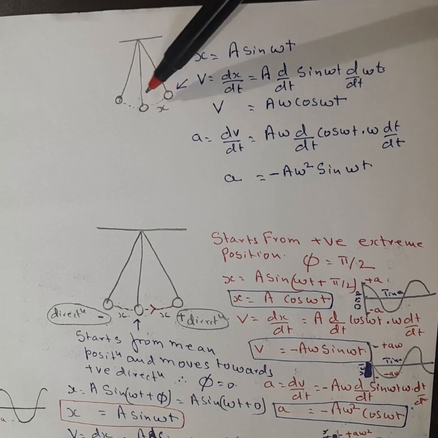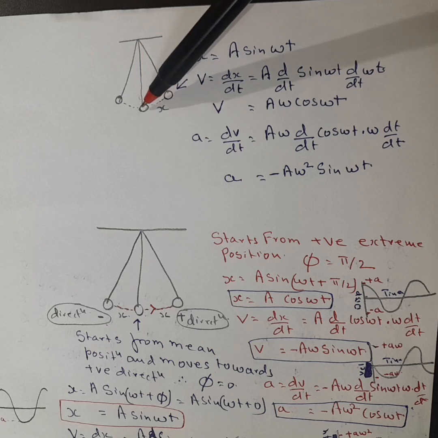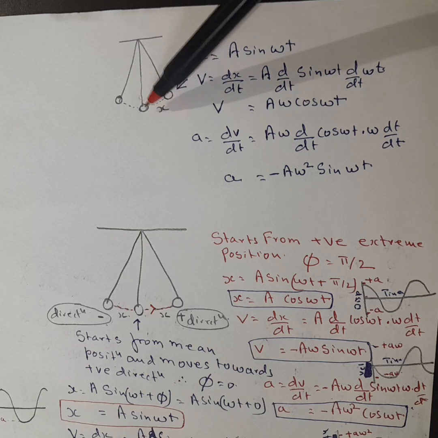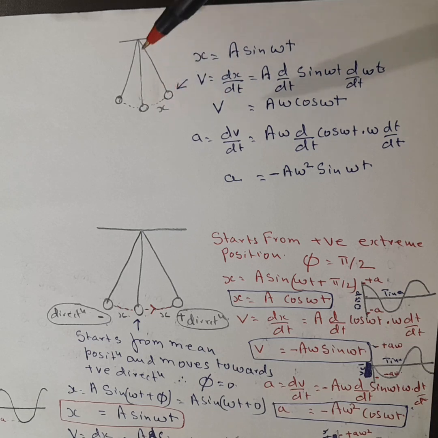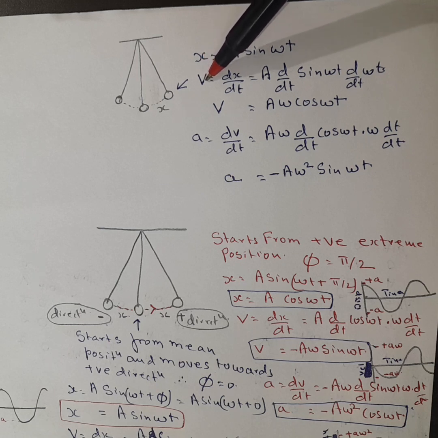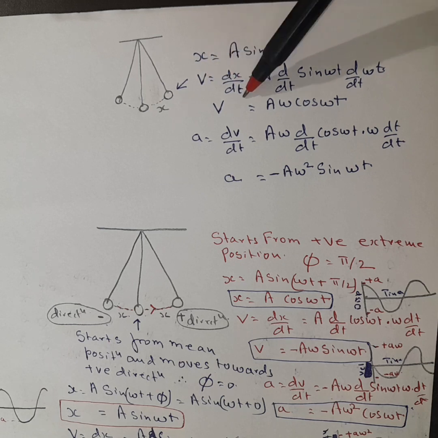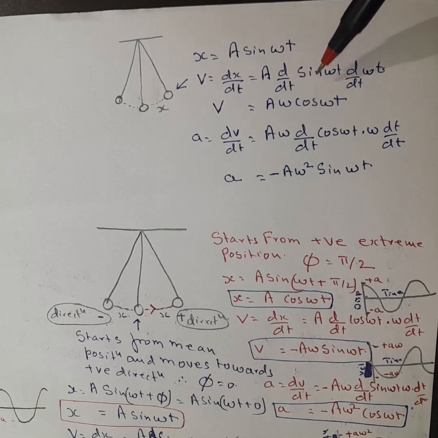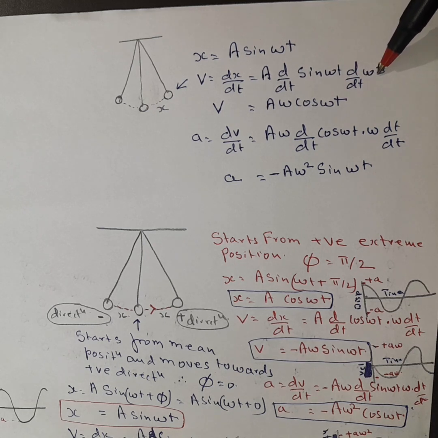So we already have derived the formula for displacement, x is equal to a sine omega t. That was the formula for displacement. Then if we want to get velocity, what do we do? We do d by dt of x. That's what is velocity. So when we do d by dt of sine omega t, the chain rule we have got to apply. So d by dt of omega t also has to be done.